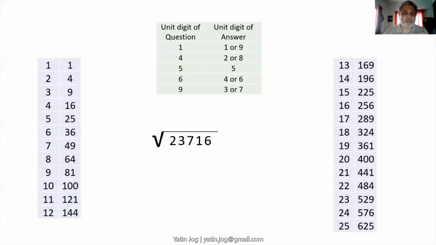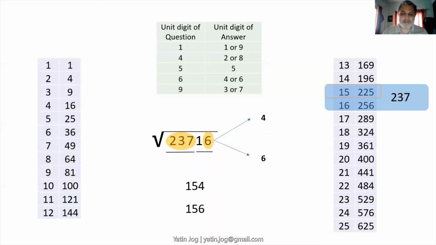We'll take another example. Suppose 23,716. So if you are aware of the squares from 13 to 25 also, then you can find the answer for larger numbers also. So step number 1, create a 2-digit group from the right hand side and create the second group of the remaining digits. Look at the unit place, 6. So my answer has to end with 4 or 6. So we have 2 options to choose from. Look at the second group, 237. Now in this case, 237 is between 225 and 256. And in that case, we take the lower value, which is 15. So my answer has to be either 154 or 156.